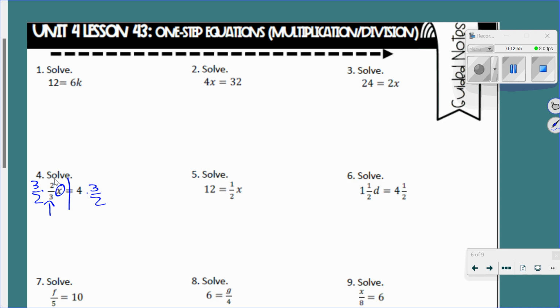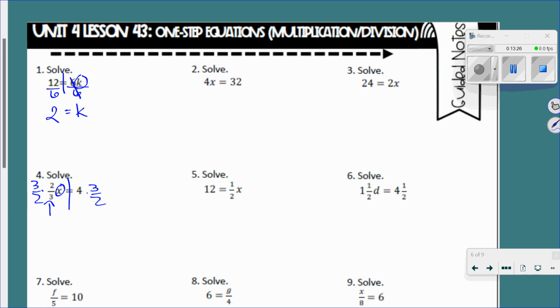All righty, guys, let's look at the first one. 12 equals 6K. What am I doing in that equation? Multiplying. So to solve, I'm going to divide. I know I want K by itself because I want to know what K equals. Yes? So I need to divide by 6 on each side. This crosses the 6's out, makes it 1. And 12 divided by 6 is? 2.